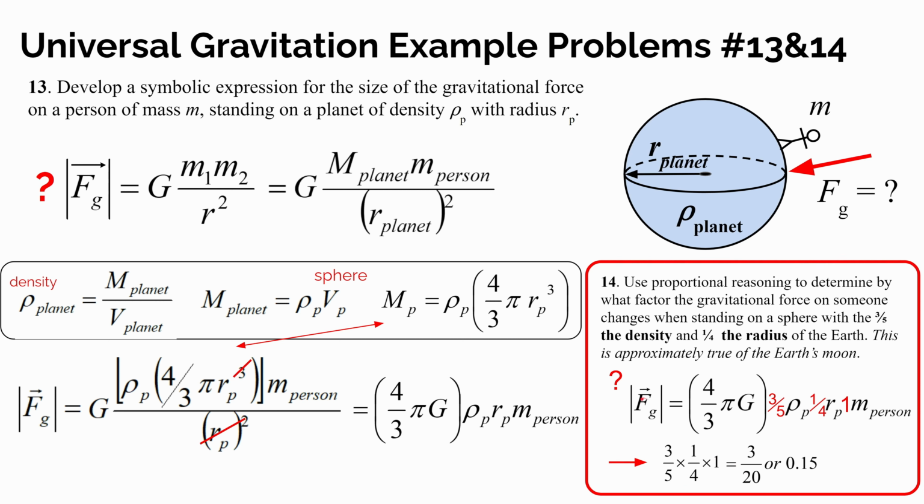And so the gravitational force will be 3/20 the original size, or if you get that decimal equivalent, it's about 0.15. So that means when the density is 3/5 the original density, the radius is 1/4 the size, and the mass of the person doesn't change, their weight will be 15%, or 0.15 times the original weight on the Earth. So that means when anybody stands on the moon, they only weigh 15% the amount of weight that they have standing on the Earth's surface.